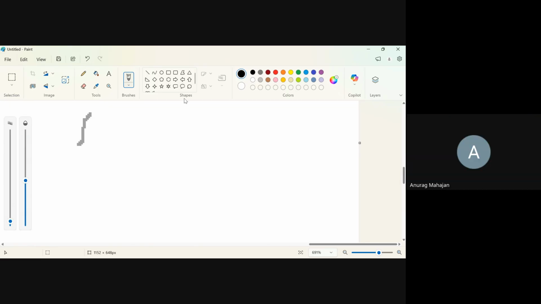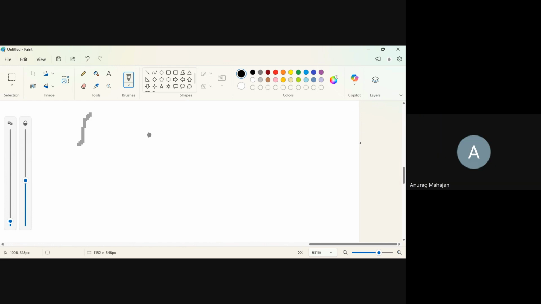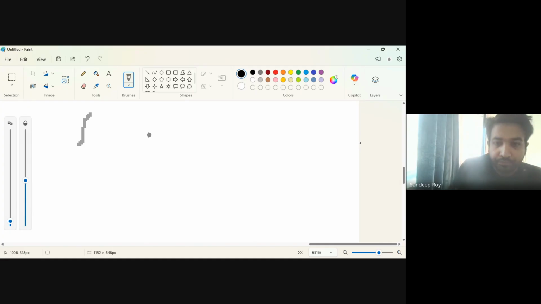Sir, on the PPT itself, you can annotate. Yeah, correct, you can annotate there. That is a good idea actually, instead of going to paint. 1 minute.